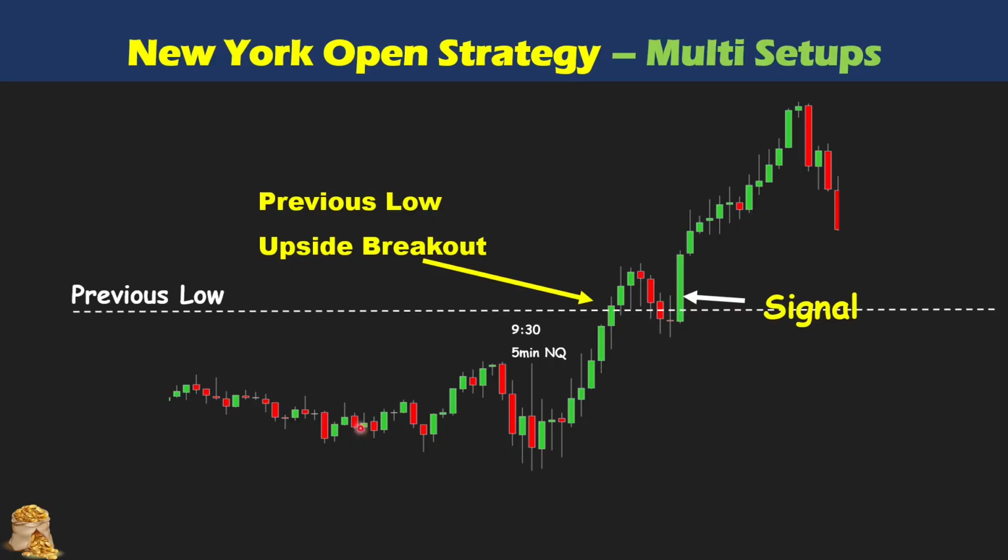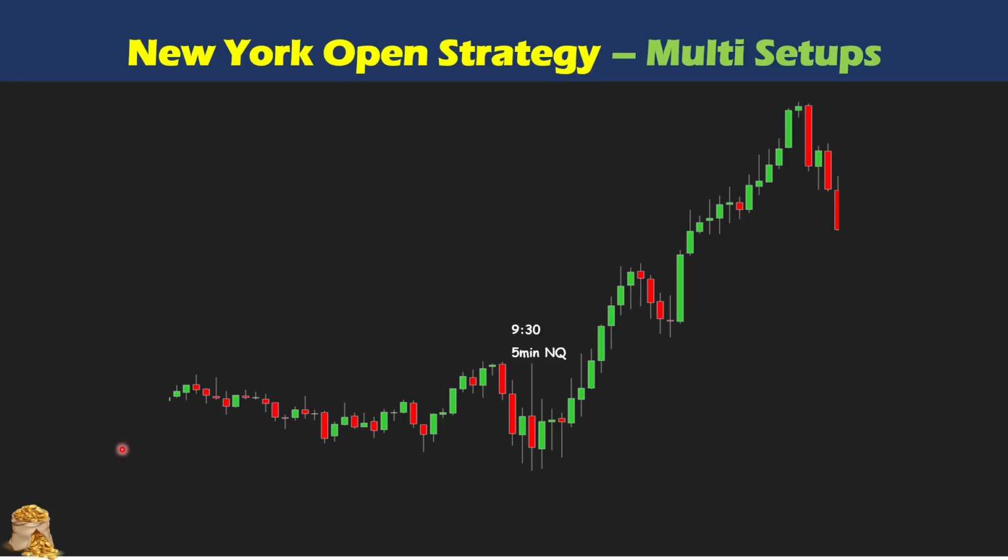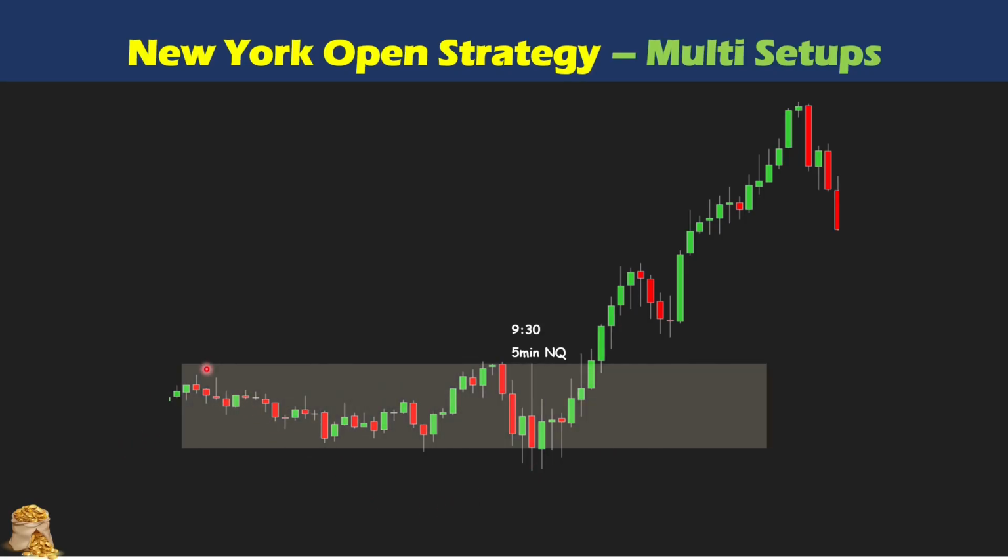So from the previous day's low level, you can see this is also a very good setup, and then you want to trade upside after you see the signal bar. However, here is a third setup, though it is not very obvious. So you can draw a range here.